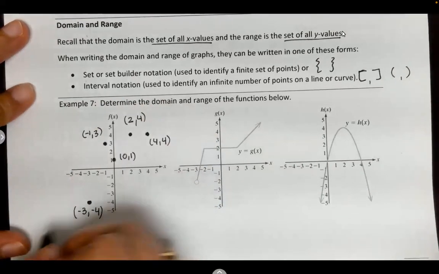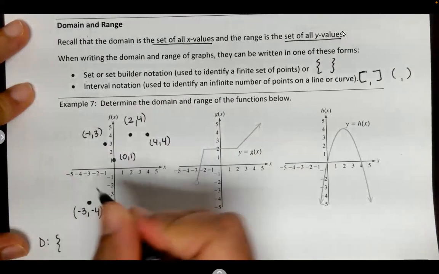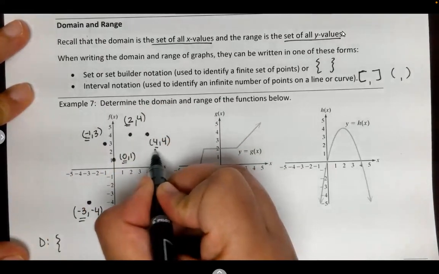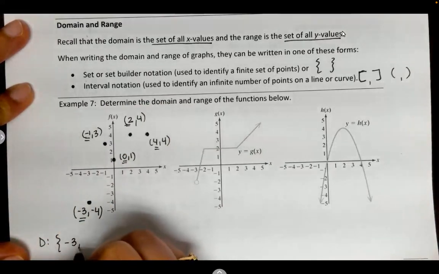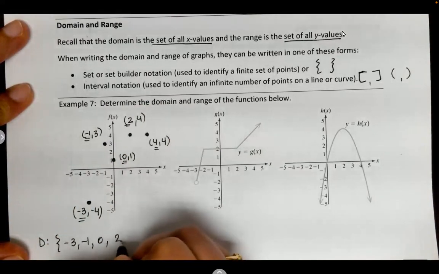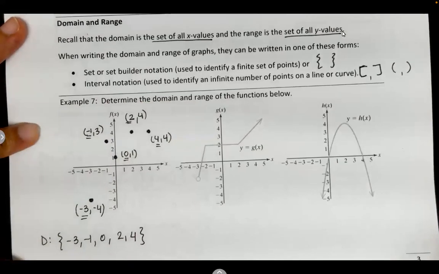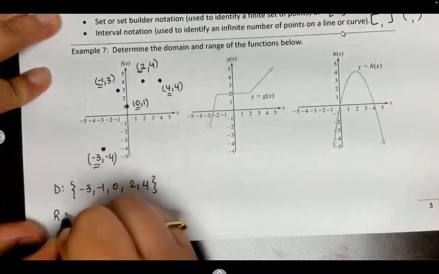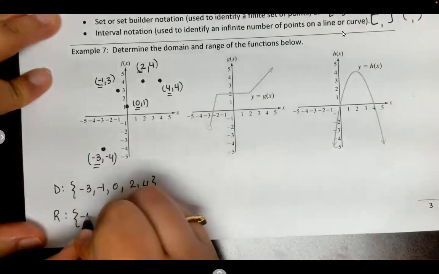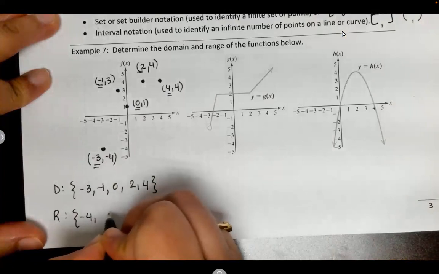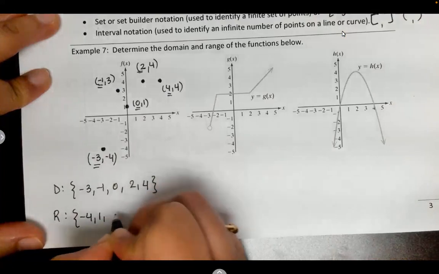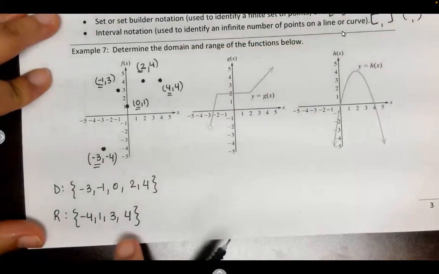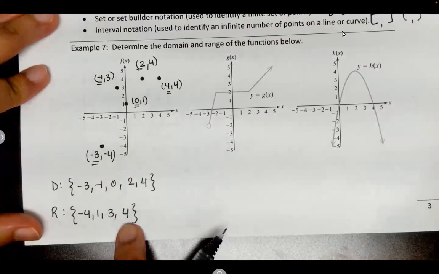They are scattered points, so the domain is all the x values of these points. We have -3, -1, 0, 2, and 4. That is our domain of this given graph. The range is -4, 1, 3, and 4. 4 is repeated twice, so you just write it once as the range of this graph.